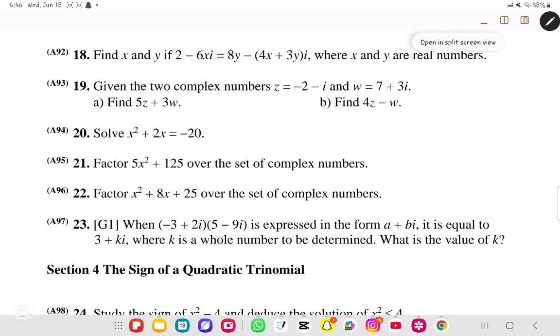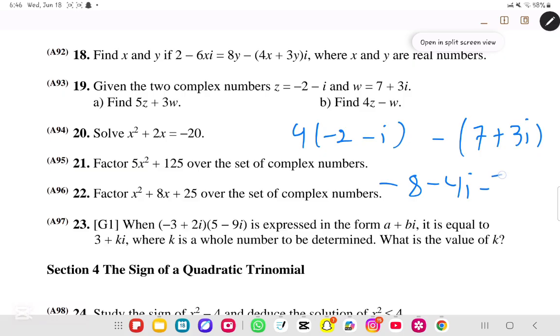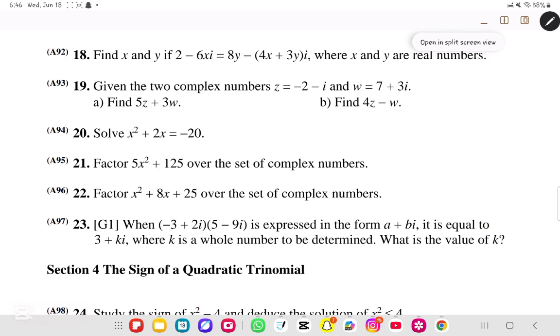For part B, it's 4z, so 4 times minus 2 minus i, minus w, so minus 7 plus 3i, so it will be minus 8 minus 4i, minus 7 minus 3i, so it will be minus 15 minus 7i. So that's question number 19 done. We'll move on to question number 20.